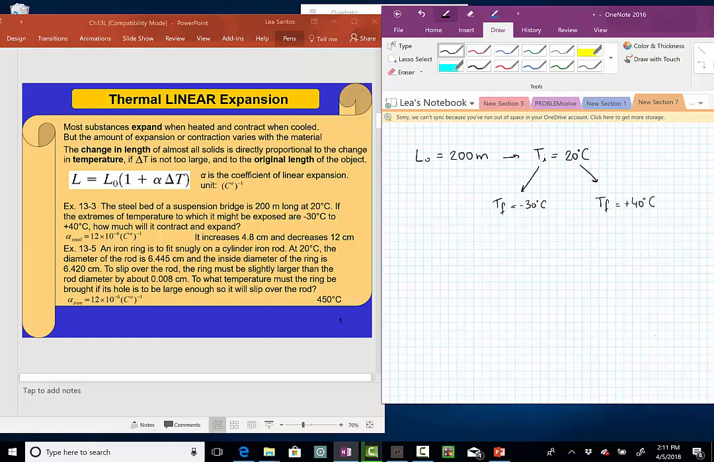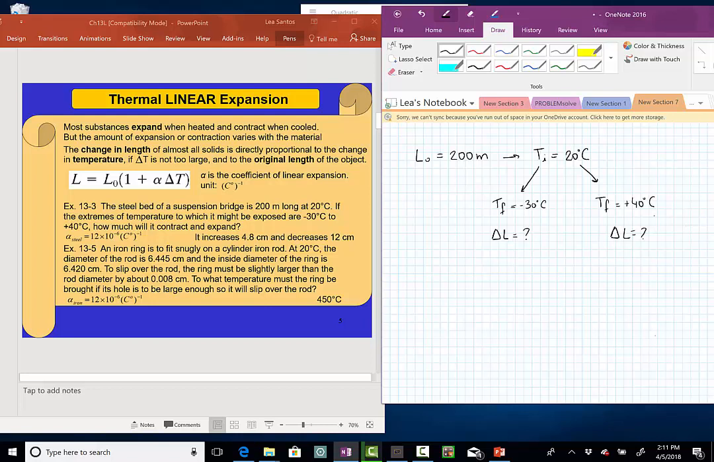And we want to know how much will it contract? So what is the delta L when this is the final temperature? And how much will it expand? So what is the delta L when this 40 degrees is the final temperature? What else do we need?